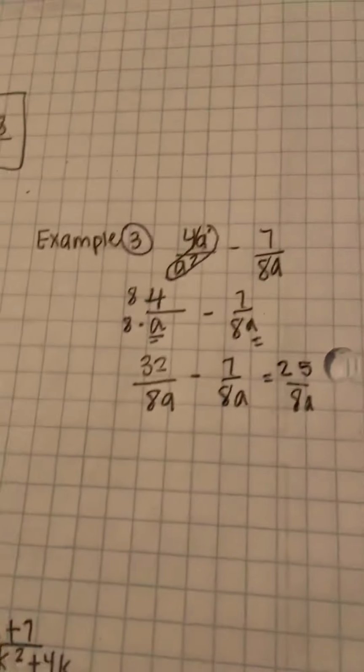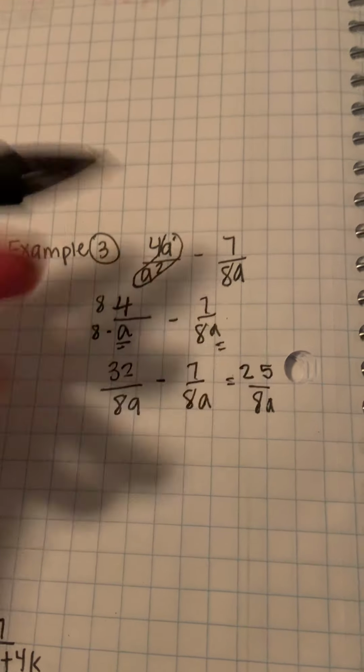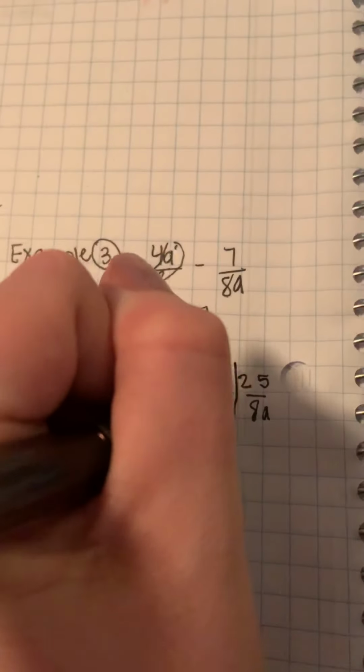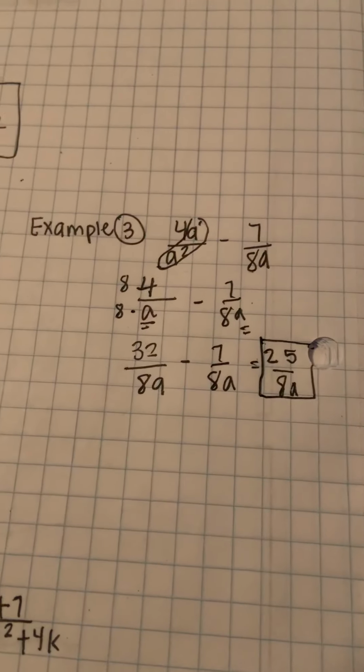25 over 8a. Okay, at this step, is there anything I can simplify? 25 over 8. Nope, there's nothing they have in common. I can't divide by any number. So my answer is just going to be 25 over 8a.